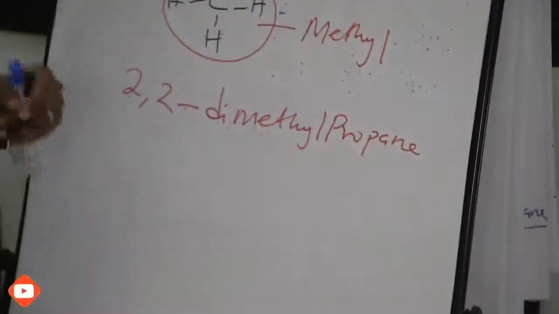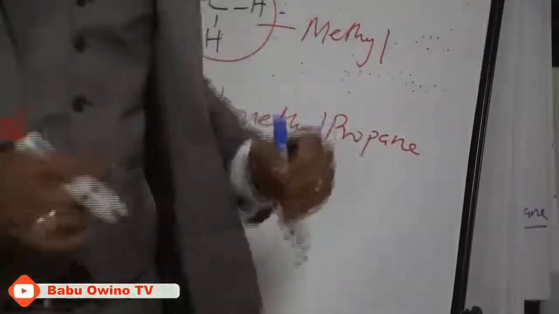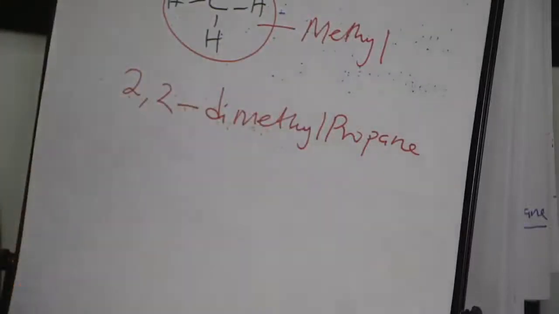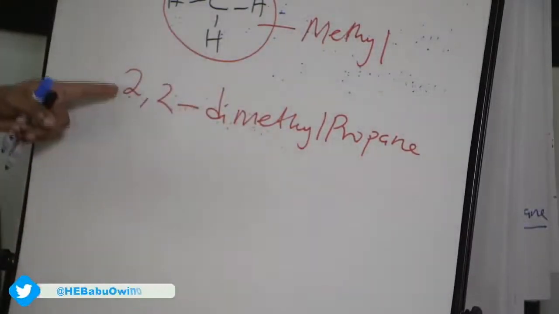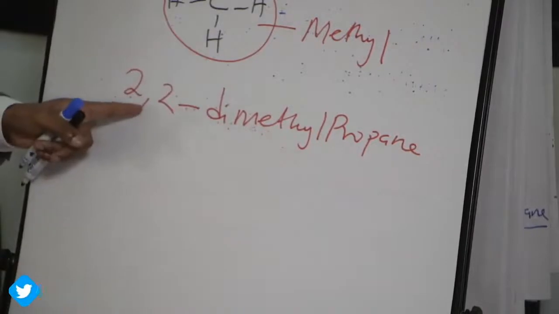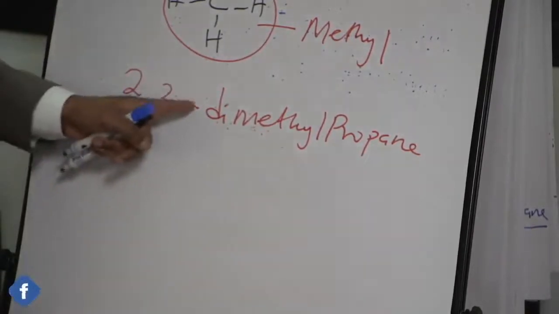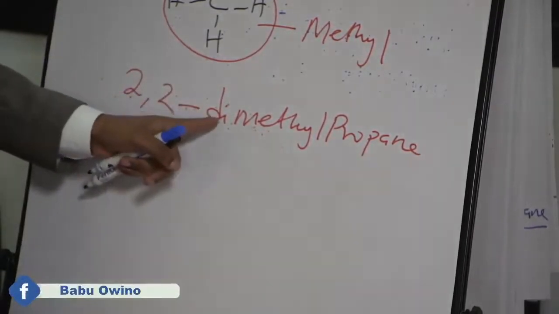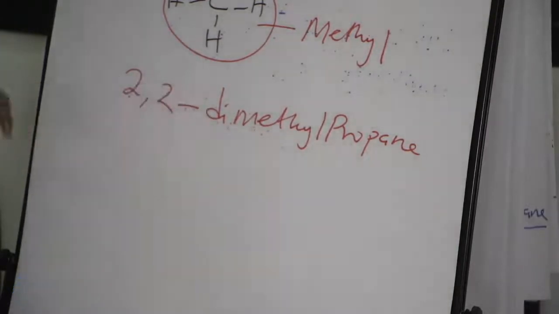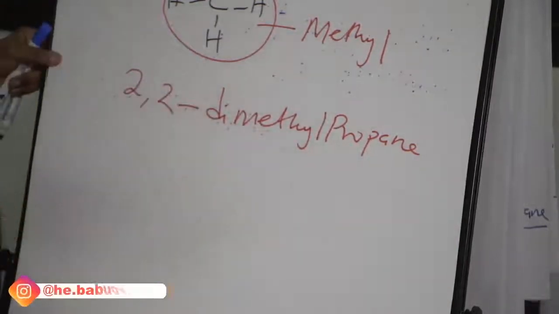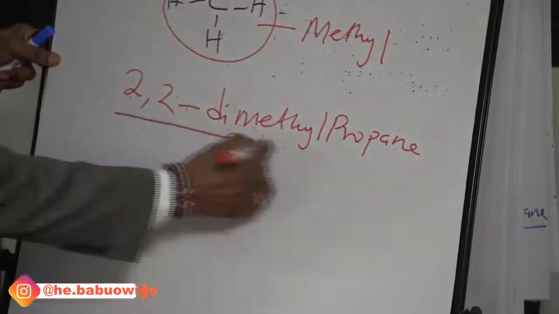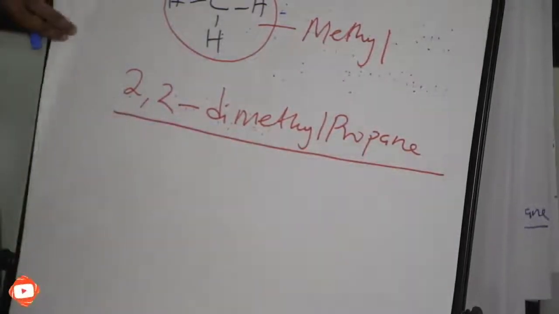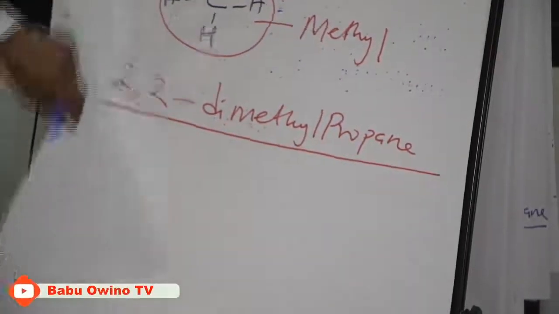This thing is as easy as reciting vowels. So whenever you separate a number and a number, you use a comma. Whenever you separate a number and an alphabetical name, you use a hyphen. So this is 2,2 dimethyl propane. Example 2.